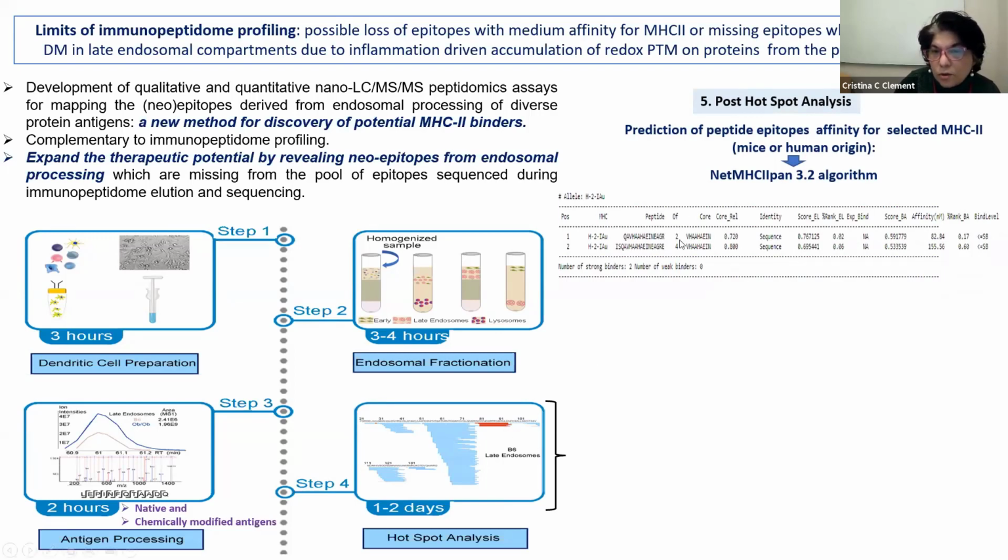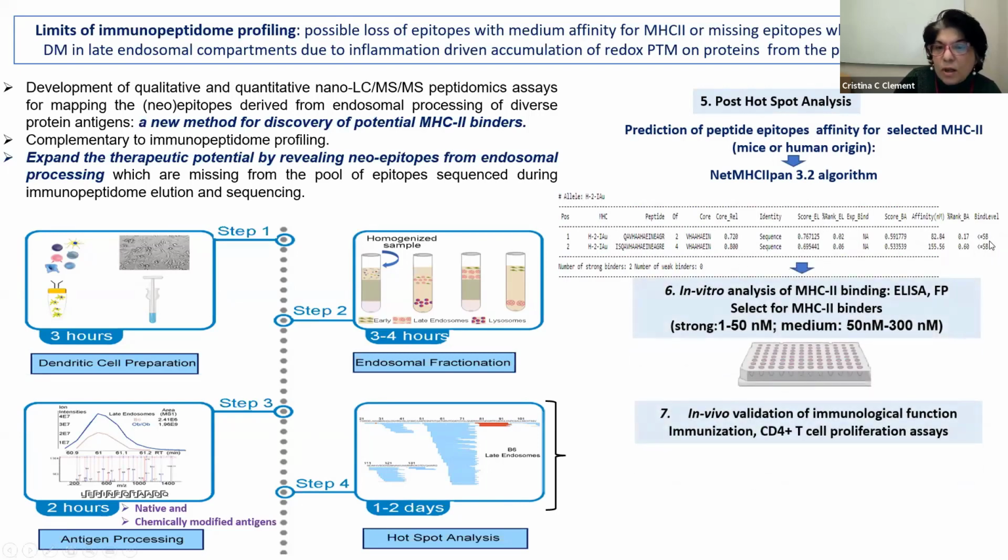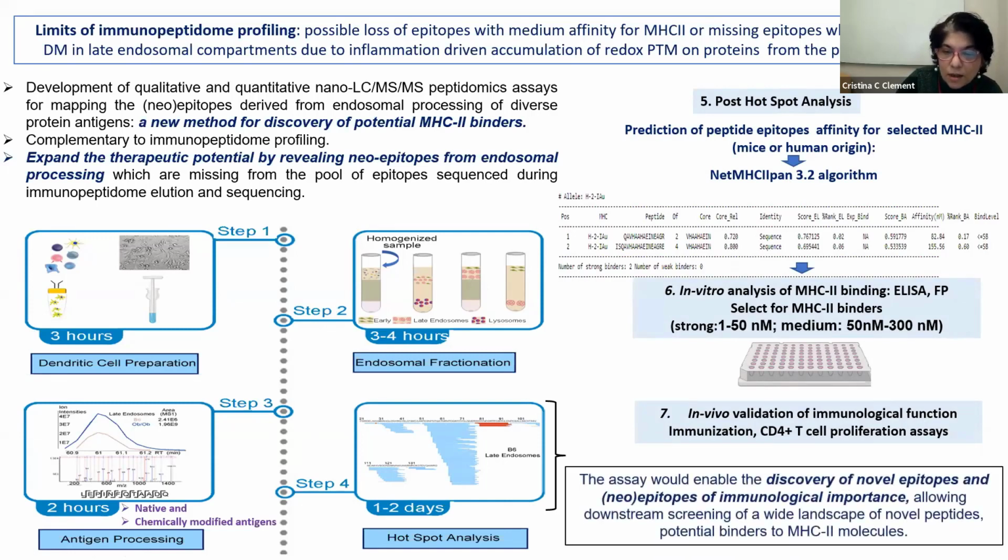Next, after you do the hotspot analysis, you can use the NetMHCII algorithm to predict the affinity. I can just show you here two epitopes. You can predict the affinity, and then you can follow up downstream with the in vitro analysis of MHC class 2 binding. You can use ELISA. You can use fluorescence polarization, and you can also use in vivo validation to understand the immunological significance.